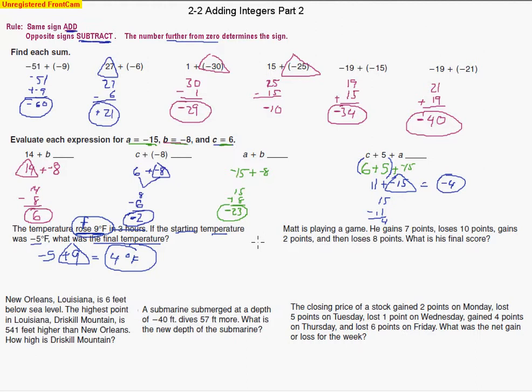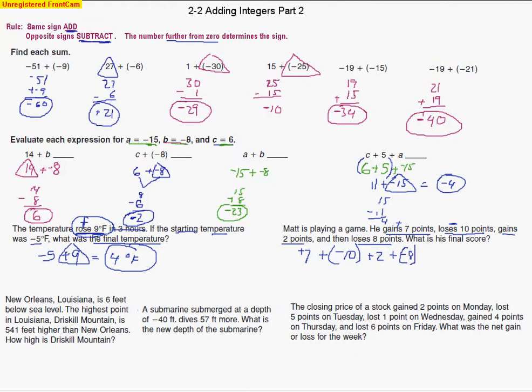Let's take a look at our next one here. Matt is playing a game. He gains 7 points. Gains, is that positive or negative? Well, it's positive. It's a positive 7. And then he loses 10 points. So that's a plus -10. So negative because it's loses. Gains 2 points, so plus 2. And then loses 8 points, plus -8.